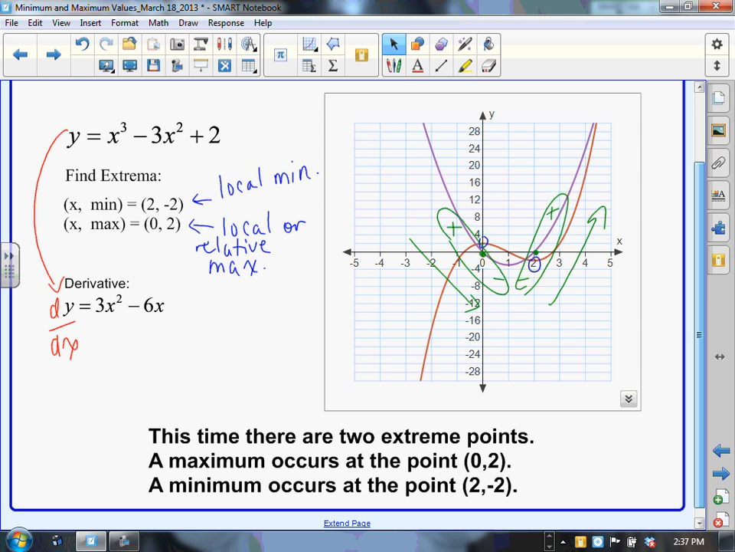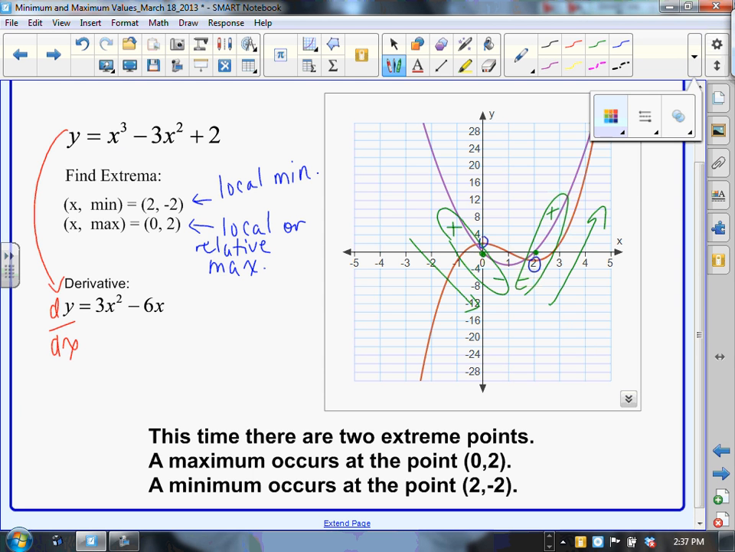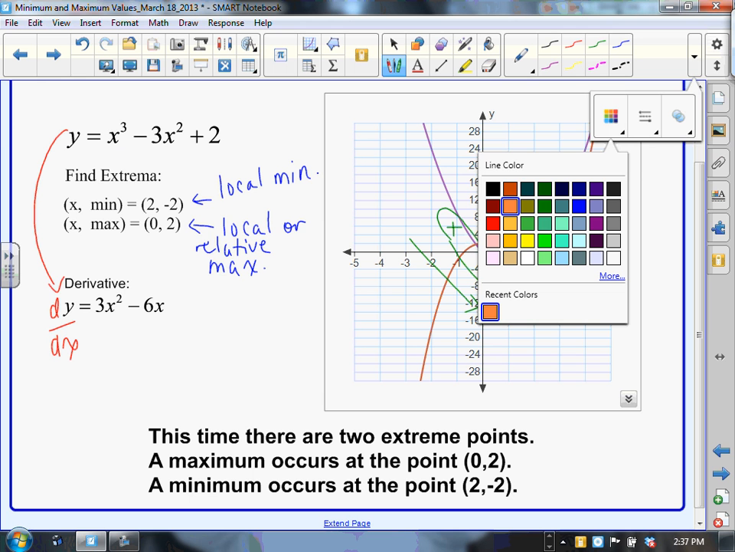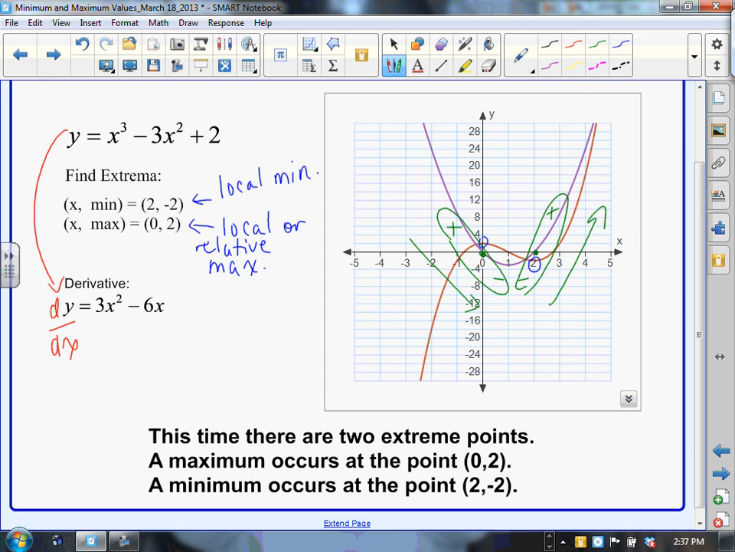Another thing that you do need to recall and take note of, let's get a different color out here, let's go with orange, is that when we're talking about local mins or local maxes, we really are referring to the turning points of the function. All right, let's move on.